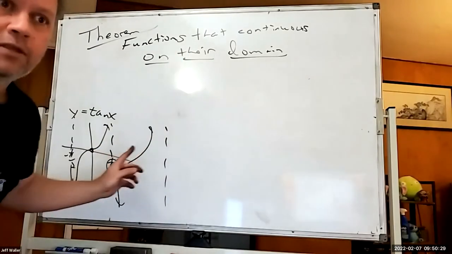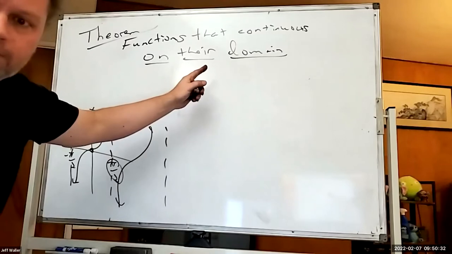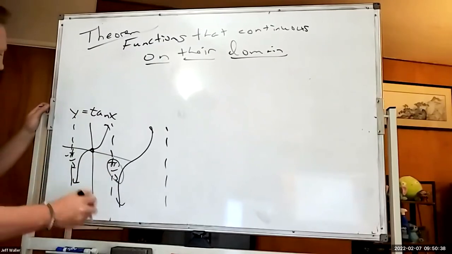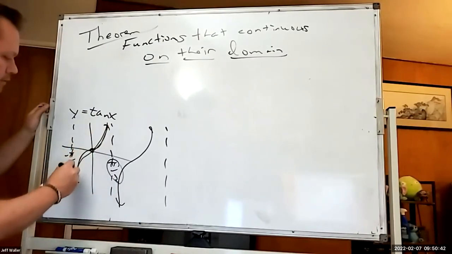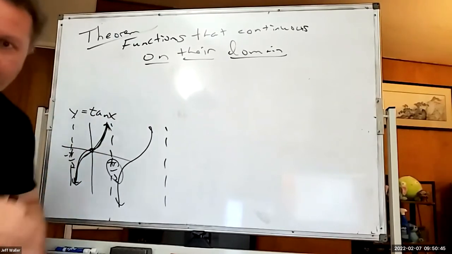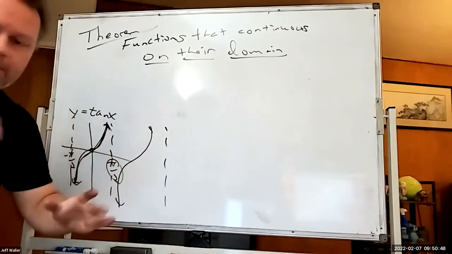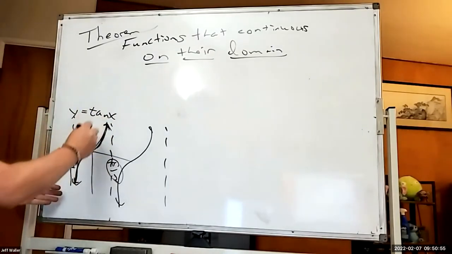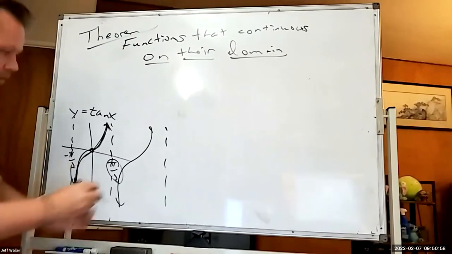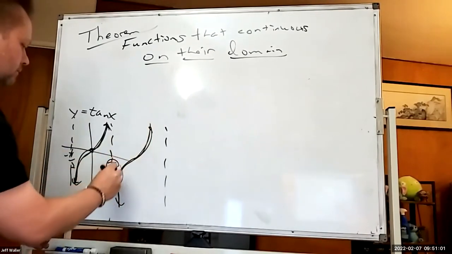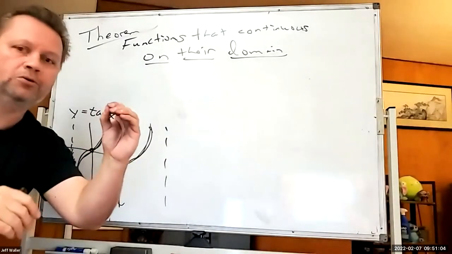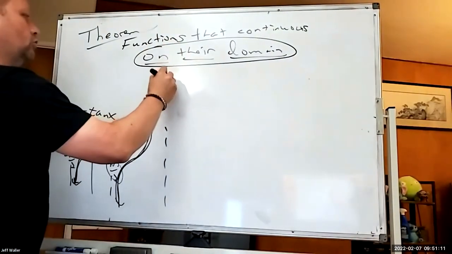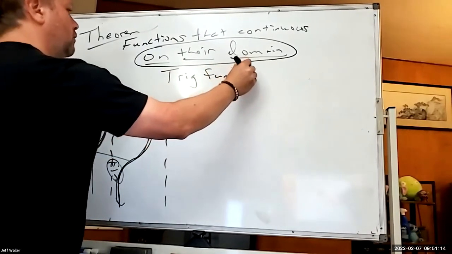So do you think that tangent is continuous according to this idea? Is it continuous everywhere except where it's not allowed to exist? It's like a cubic function, right? It has an output for every input there. The limits exist everywhere. If I just look between these walls, isn't this continuous? And if I look between the next set of walls, isn't this continuous? It doesn't jump, there's no holes, there's no infinities in the middle of it. So that's key: on their domain. So trig functions are continuous on their domain.